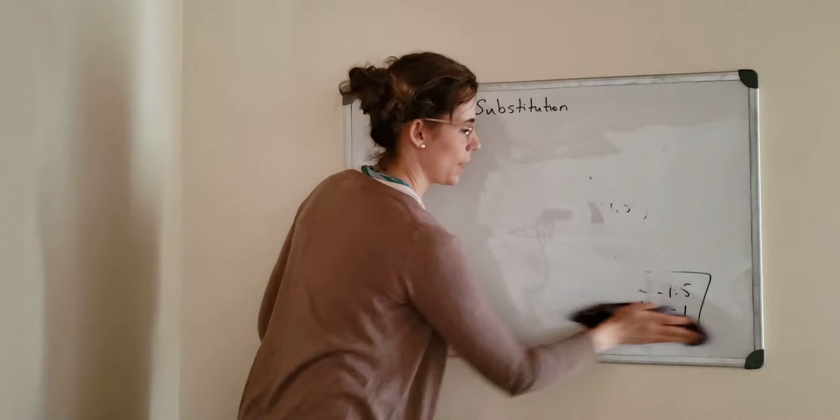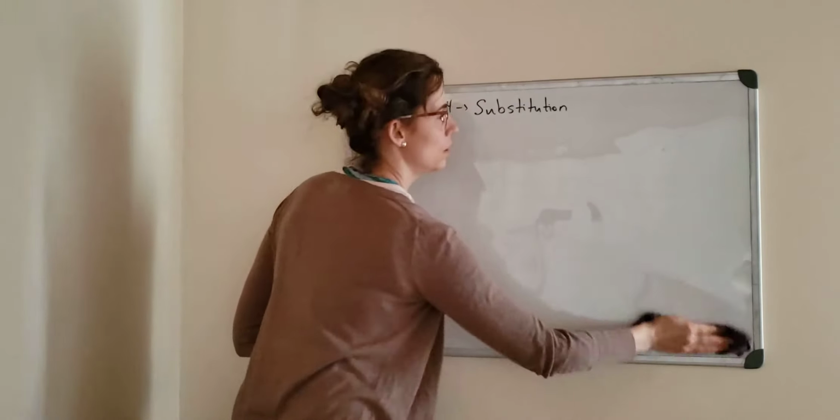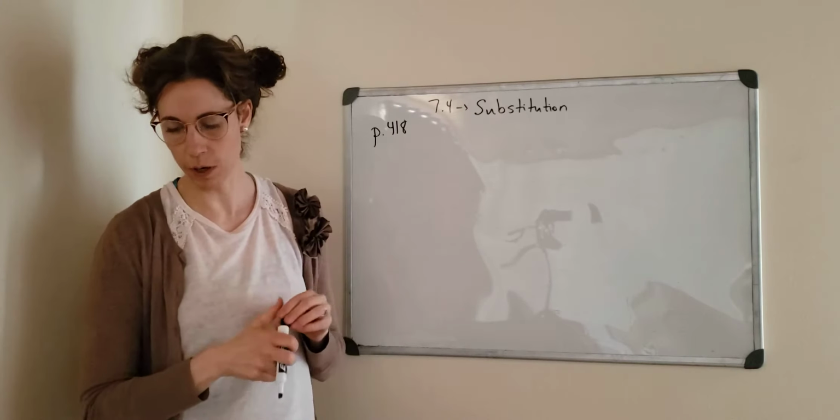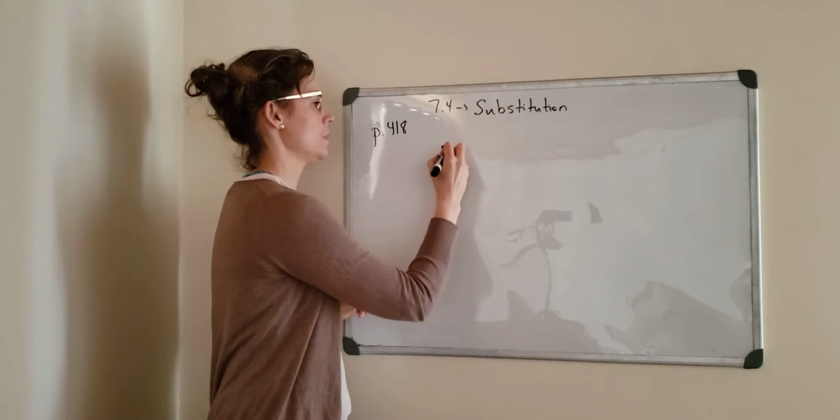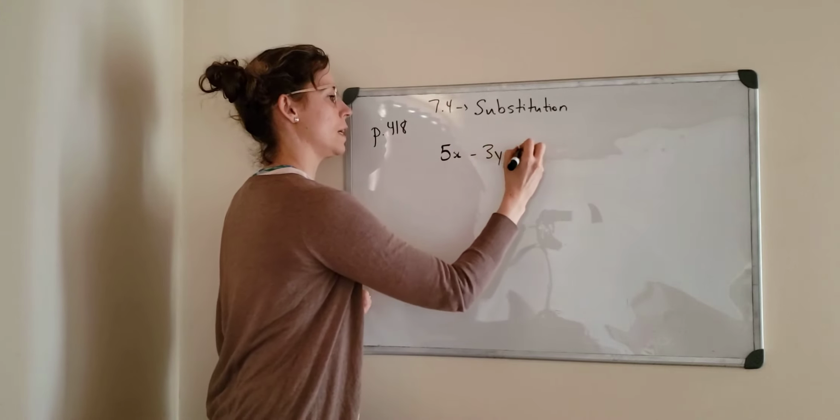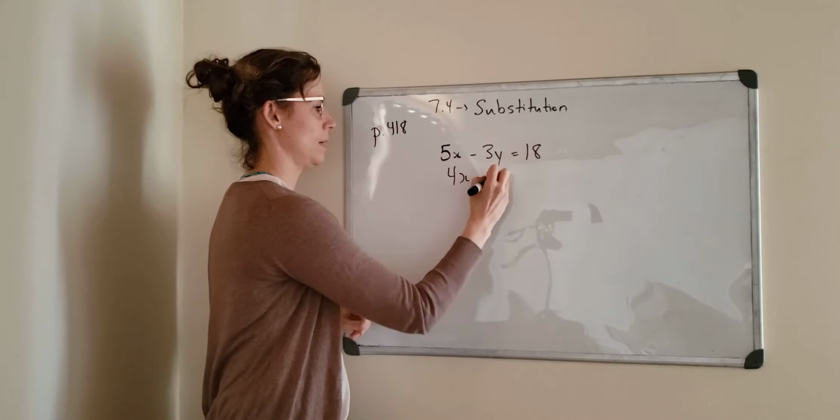Now this one's not as straightforward only because it does not have a variable without a coefficient for us to use. So we'll just have to do a little more work on that. So this one says 5x minus 3y equals 18. And then we have 4x minus 6y equals 18.